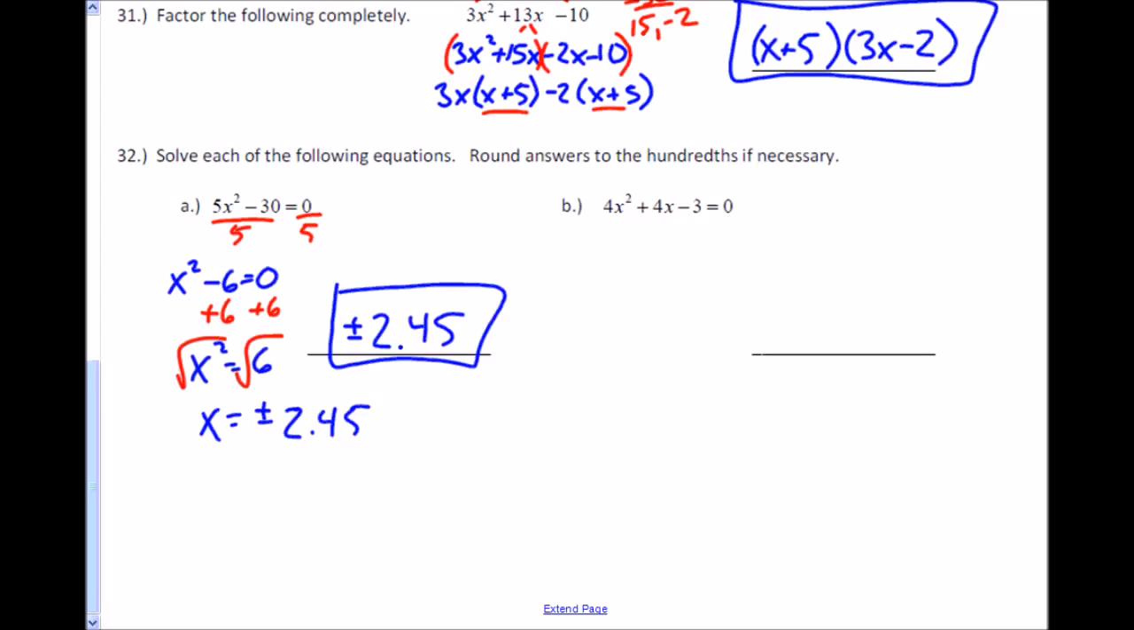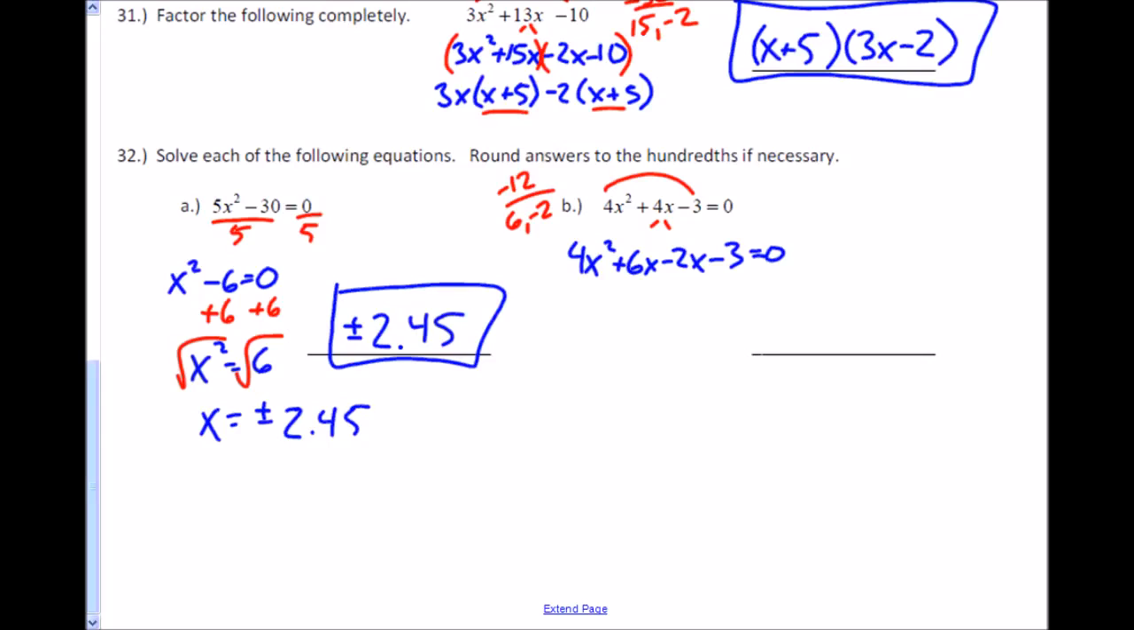For this next one, again, the first thing I try is factoring, so I build a bridge. That's a -12. Two numbers that multiply to -12 but add to a +4 are 6 and a -2. So since I can come up with those two numbers, it means I can solve this by factoring. So I'm going to split up the middle term and factor by grouping. So that's 4x squared plus 6x minus 2x minus 3.